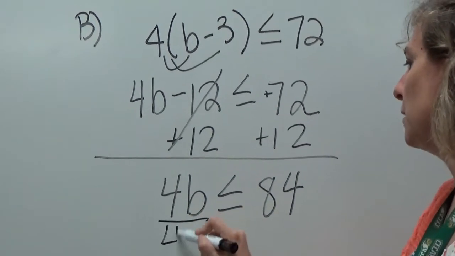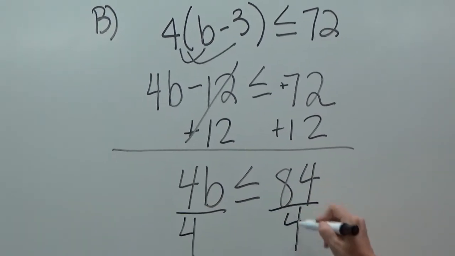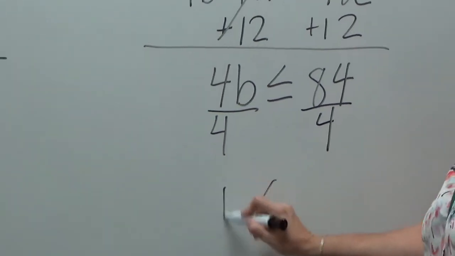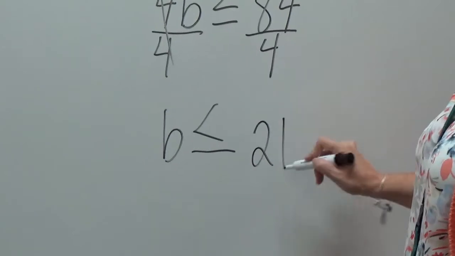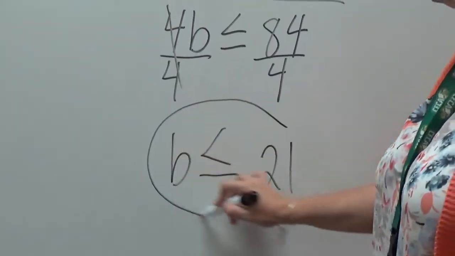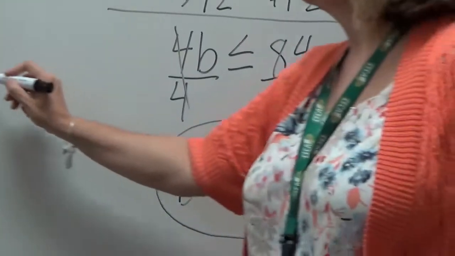I'm going to divide by a positive 4. A positive divided by a positive is a positive. I get b is less than or equal to 21. That's my answer. Now let's graph it.